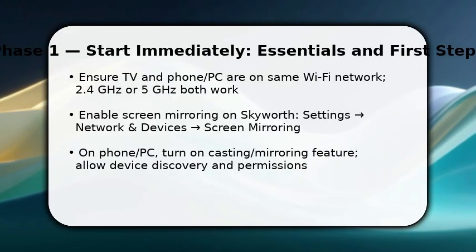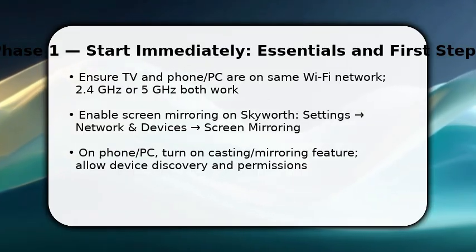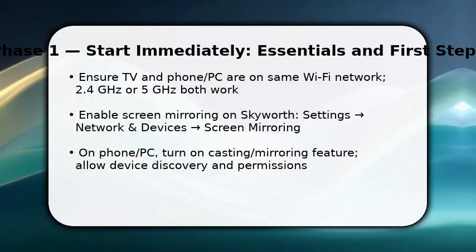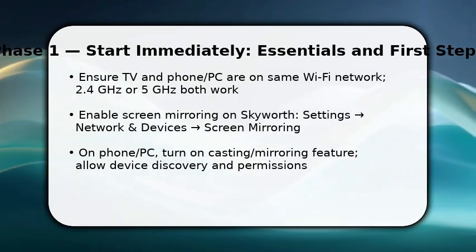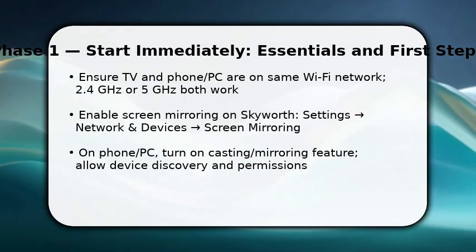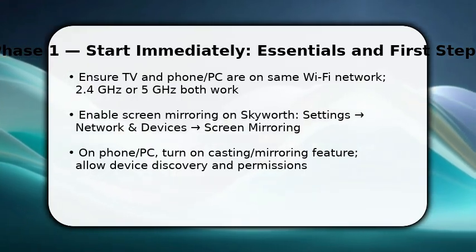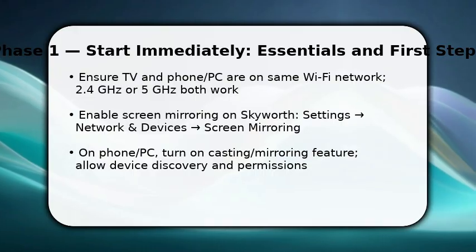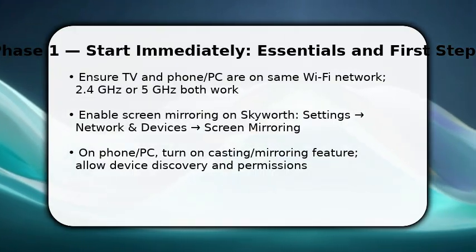You start by confirming prerequisites. Your Skyworth TV and your phone or PC must share the same Wi-Fi network, so discovery works. Open the TV menu and enable screen mirroring. This allows incoming connections. On your phone or laptop, enable the cast or screen mirror feature and grant any discovery permissions. Once done, keep the TV's screen mirroring page visible so it's discoverable.